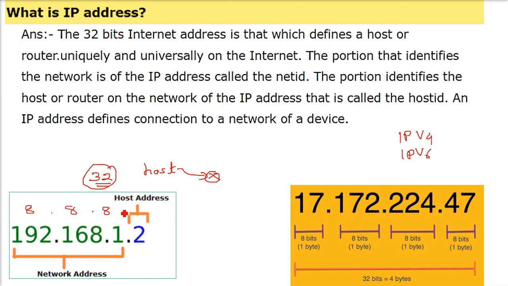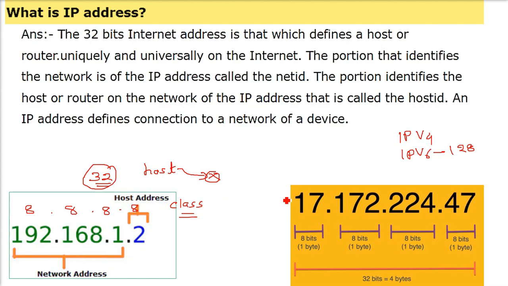That is 8.8.8.8, I am talking about 8-bit, 8-bit, 8-bit, 8-bit. That makes 32 bits. Now IPv6 has 128 bits. IPv4 has a 32-bit internet address, used to define a host or a router. This is basically a logical address, and it is logically unique to the network.